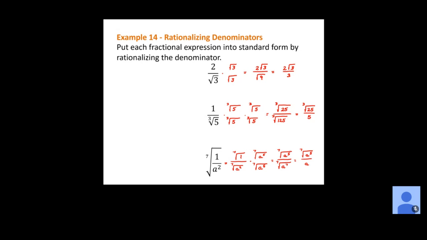Now, that's not to say that you couldn't have multiplied by the 7th root of a squared 6 more times. It's still going to simplify to the same answer if you do that. But we don't have to do all that work as long as you recognize that we need 7 a's. We already have 2, so we just need 5 more in this case.